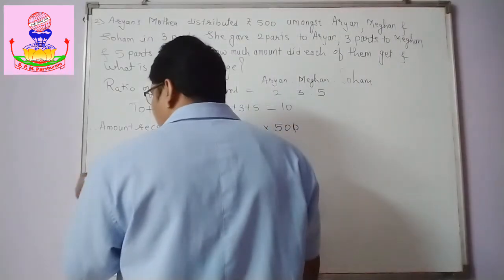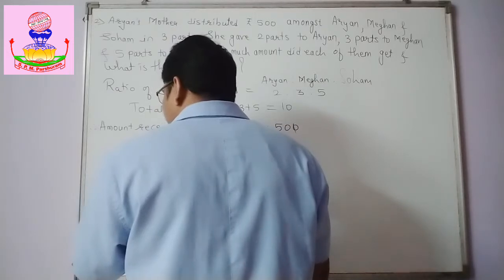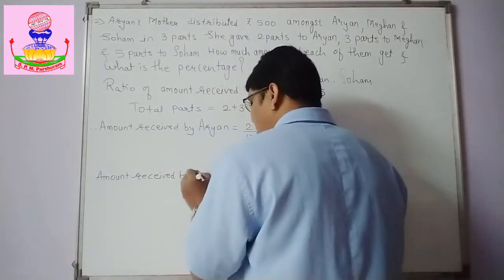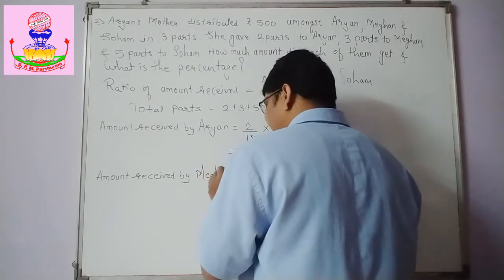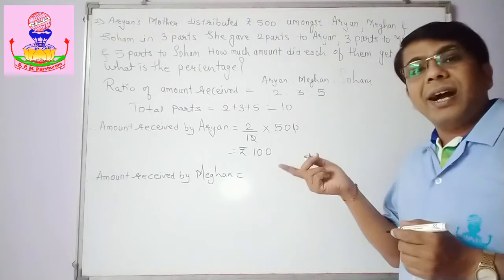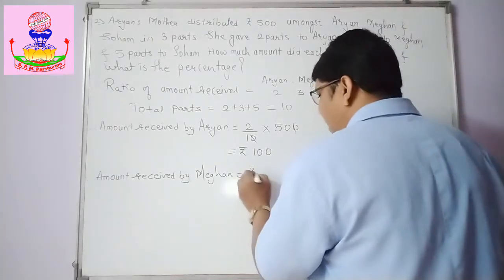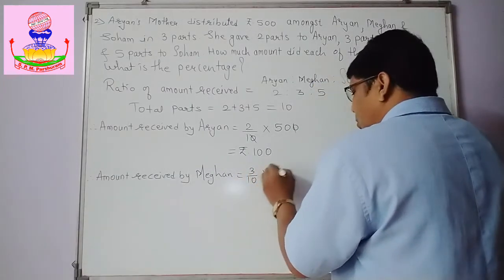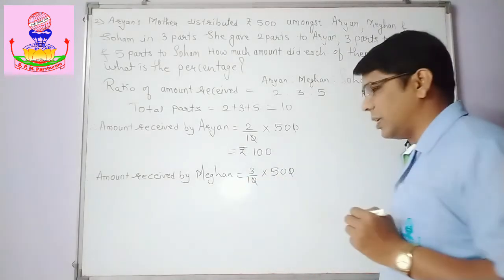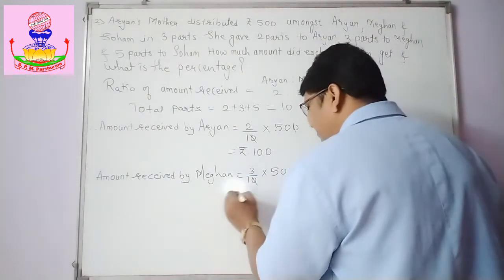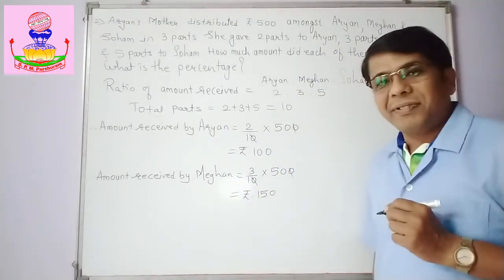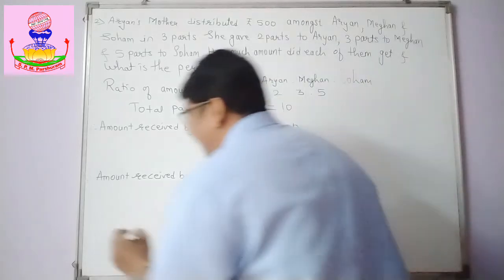Okay, then the amount received by Meghan. Meghan got 3 parts. 3 parts out of how many? Out of 10 parts. So 3 out of 10. Total amount, how much is it? 500. Okay, so the zeros get cancelled. 5 times 3 is 15, oh my God, rupees 150.